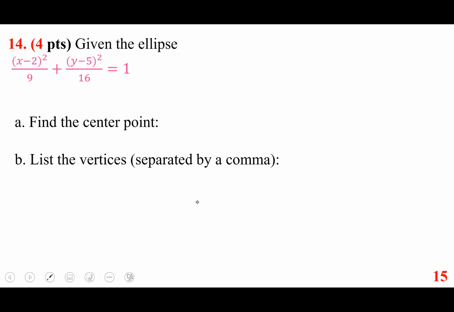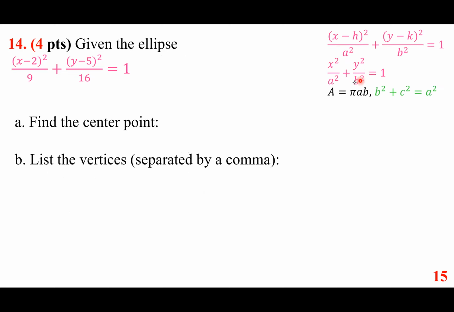Given the ellipse, find the center, list the vertices. Again, reminding everybody of that. It's centered at h and k, 2, comma 5, with a being square root of 9, or 3, b being square root of 16, or 4. So find the center point. I wanted to mention a and b.